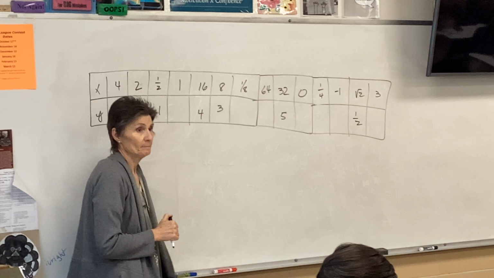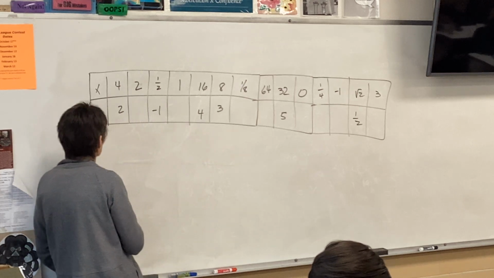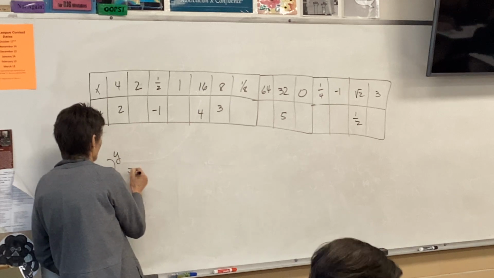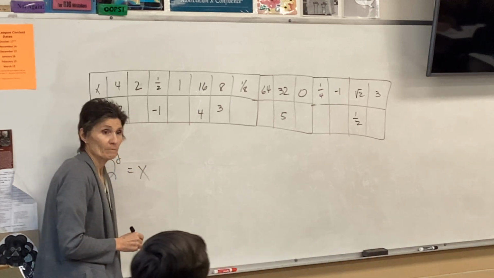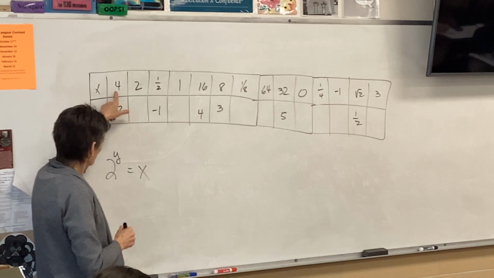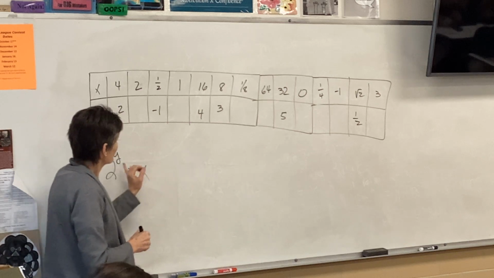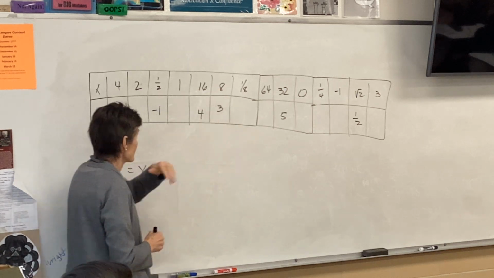What's going on yet? What's happening, Riley? It's the base 2 and the y, the x is to get to the x's. Perfect, that's what's happening. 2 to the second is 4. 2 to the negative first is 1/2. 2 to the fourth, 2 to the third, and so on.